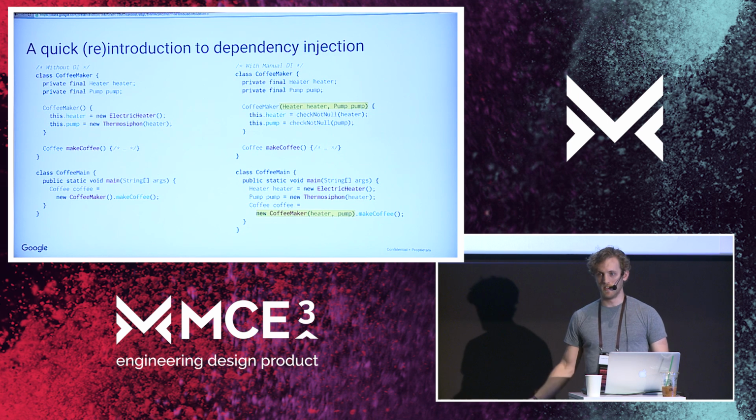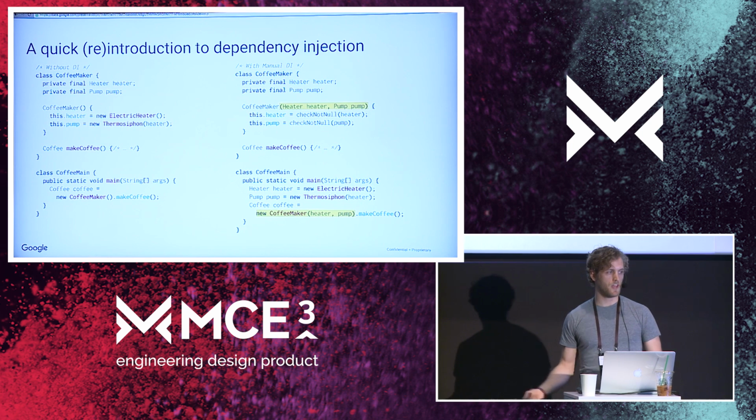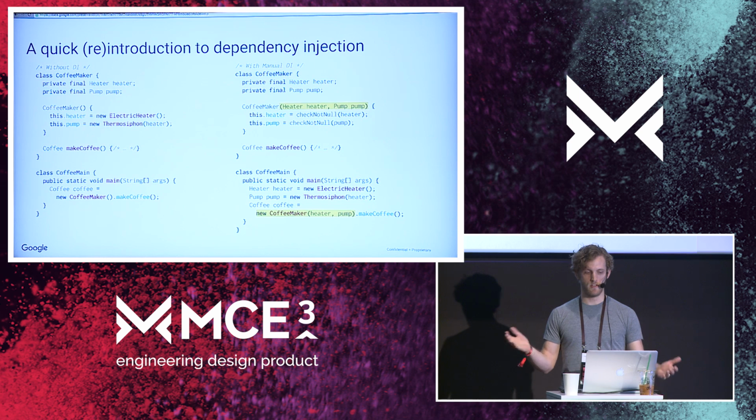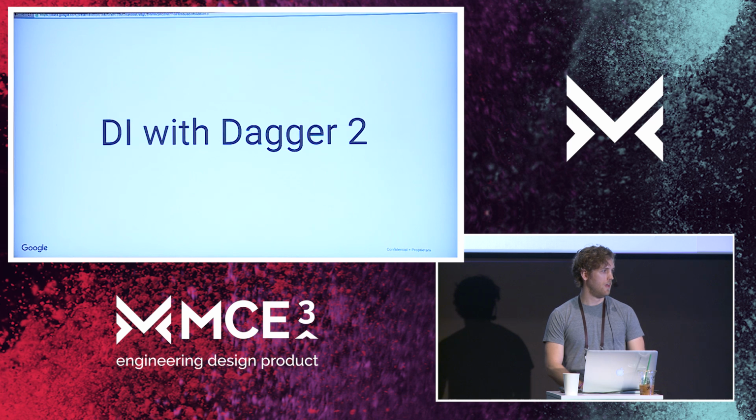Dependency injection is simply the act of saying, rather than creating all of the things I need myself, I am going to pass them in. So in this example, the main method first creates the heater, then creates the thermosiphon, and passes them to the coffee maker. That is great. That is a pretty simple difference. And we're going to go through why that can be beneficial, particularly in your mobile or Android apps.